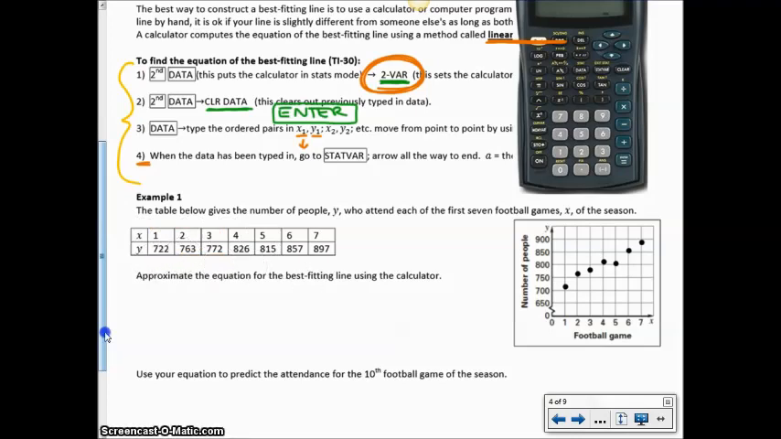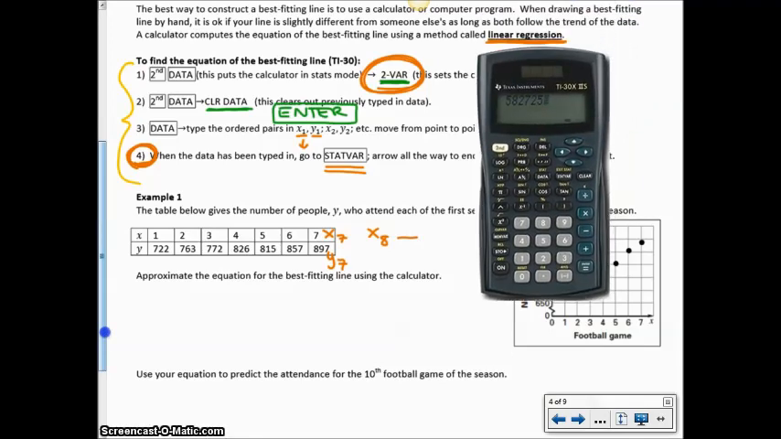Now that you've got everything in your calculator, we're going to go back to step 4. Everything's in there. You're probably on the one that would be X7 and Y7. If you hit down arrow again, you would have X8, and it's going to be blank and you don't need to put anything in there. With it still sitting there, you're going to hit stat var. Stat var is right next to the data button. Stat var is going to calculate your stats for that set of data.